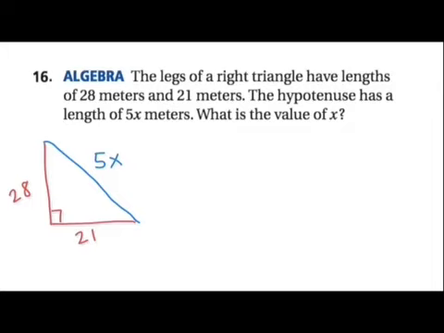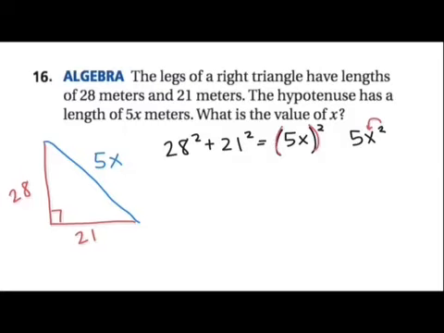So to set this up, we're going to use Pythagorean theorem, and I'm going to put in here 28 squared plus 21 squared equals, and I'm going to put parentheses around my 5x because I need to square both the 5 and the x. If we wrote it without them, it would just mean that we're squaring just the x, and that's not what we want. We want this entire length to be squared. So in order to square that entire length, we have to have these parentheses so that the square squares both the 5 and the x.